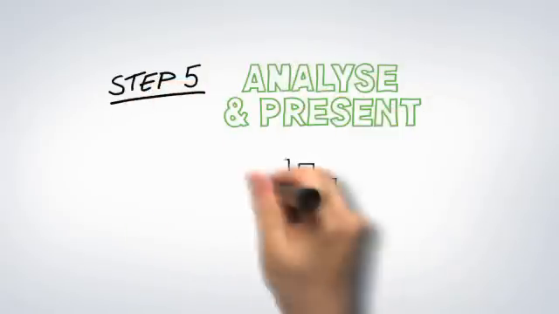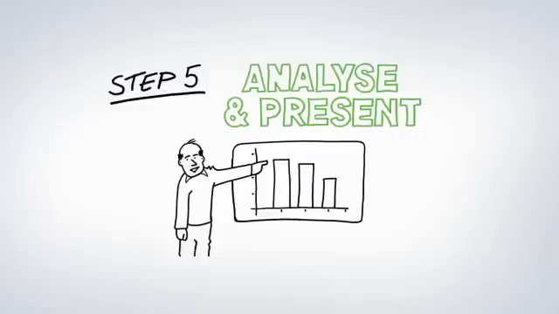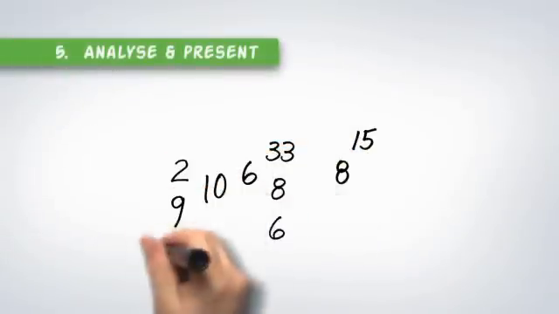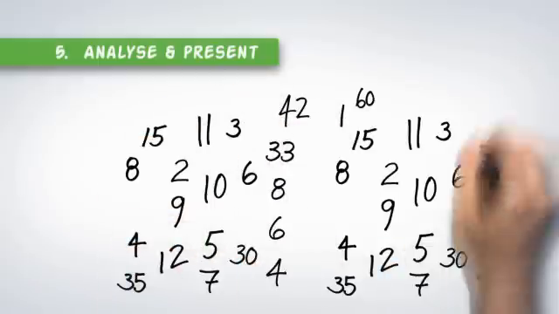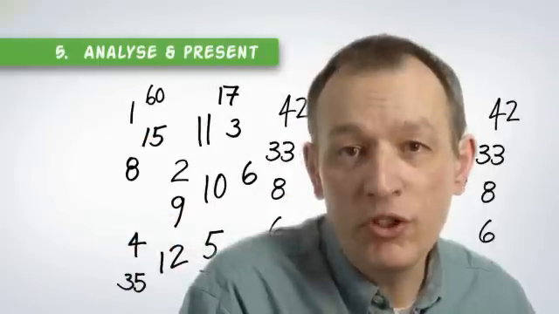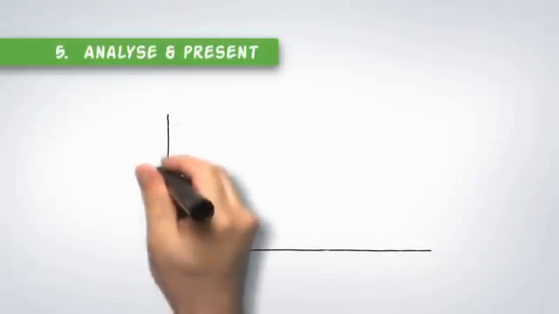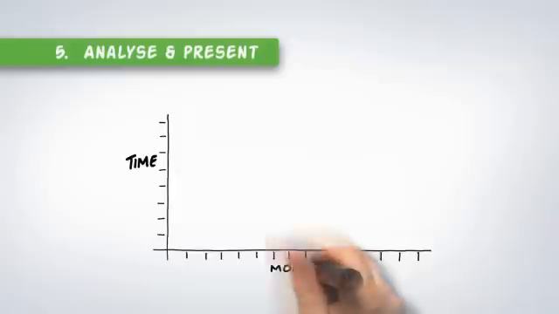Step 5. Analyse and present. The way that you present your data has a crucial impact on the way you react to it. So choose your methods carefully. For data about numbers, that is quantitative data, you'll do that by turning your data into charts. And there are two types of charts that are useful to you here. The first is the run or SPC chart.